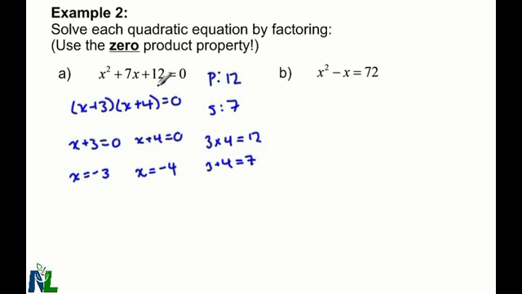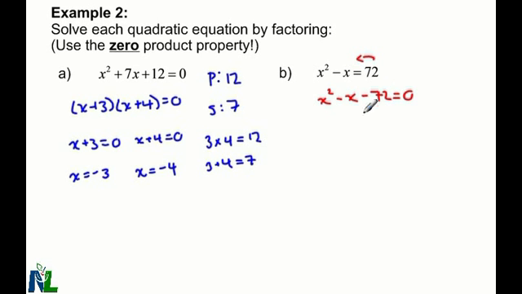What's important to realize is that each time we're going to solve a quadratic and we're looking for the zeros, our function needs to be equal to 0. So when I have a function like I have in B here, where I have x squared minus x equals 72, a good idea to start that would be to take the 72 and move it to the left hand side. If I do that, I get x squared minus x minus 72 equal to 0.